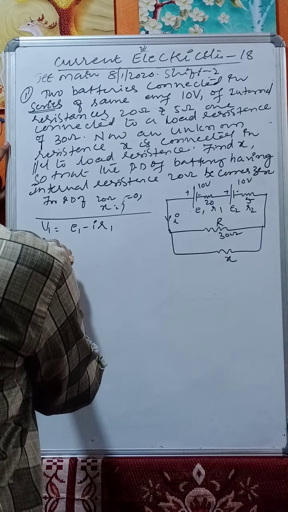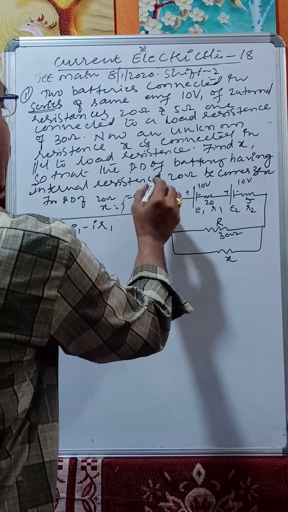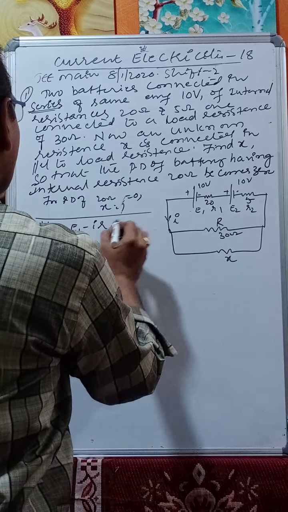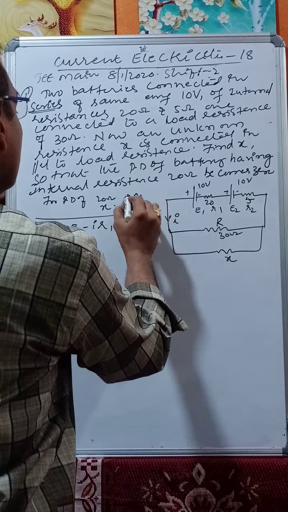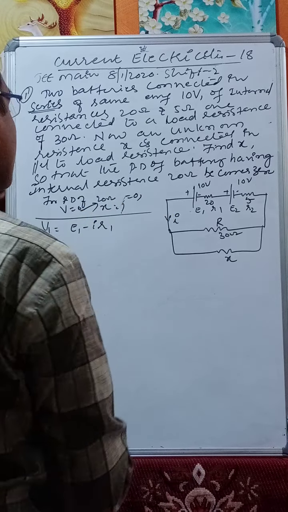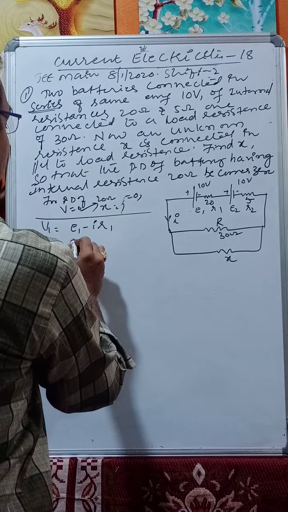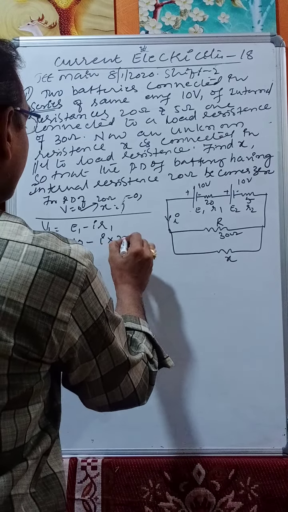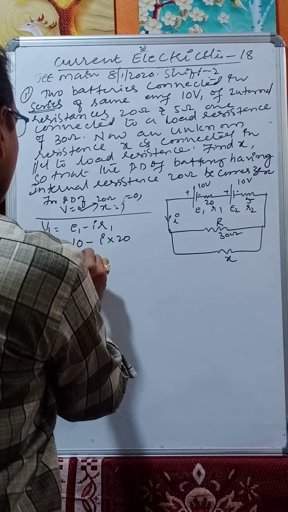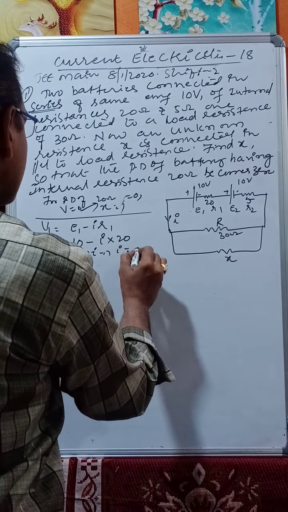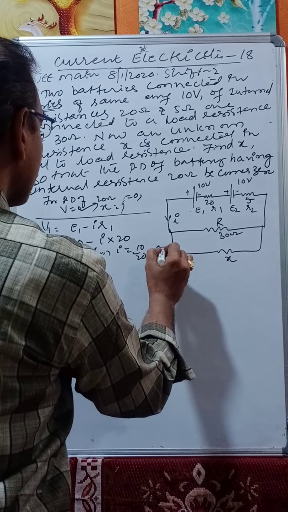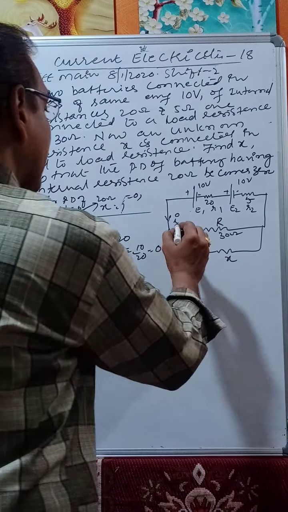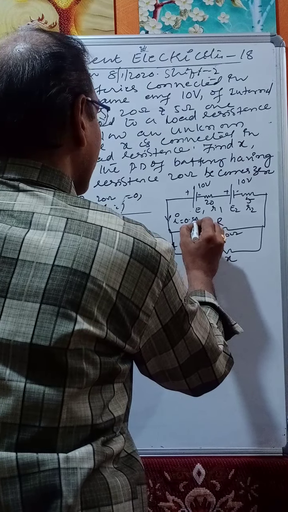We know this implies the potential drop of the battery having internal resistance 20 ohms becomes 0. Therefore V is equal to 0 for 20 ohms. 0 is equal to E1, which is 10, minus I into R1, which is 20. This implies 10 is equal to 20I, so I is equal to 10 by 20, that is 0.5 amps. Therefore, the current I we got is 0.5 amps.